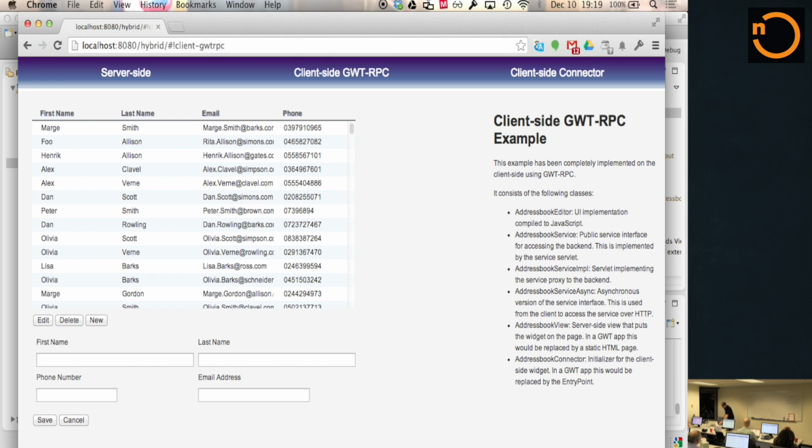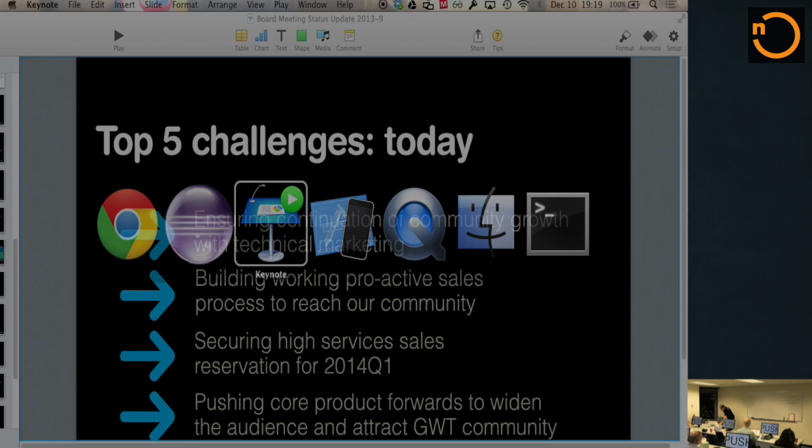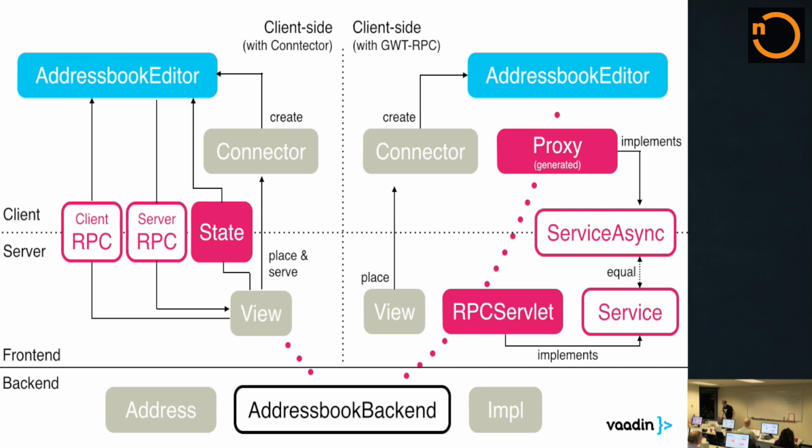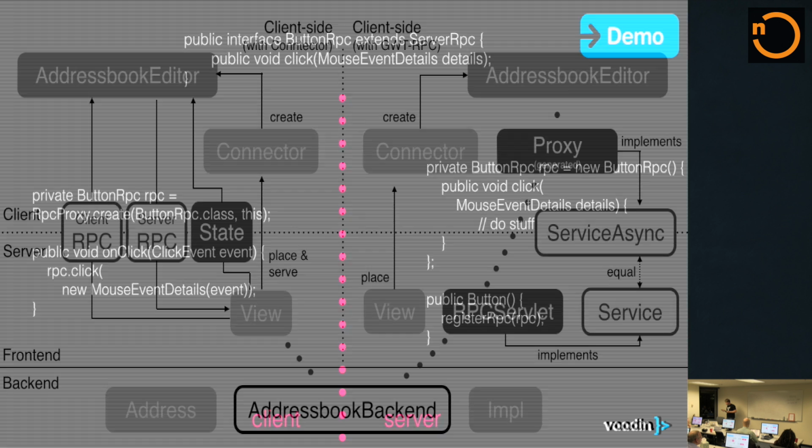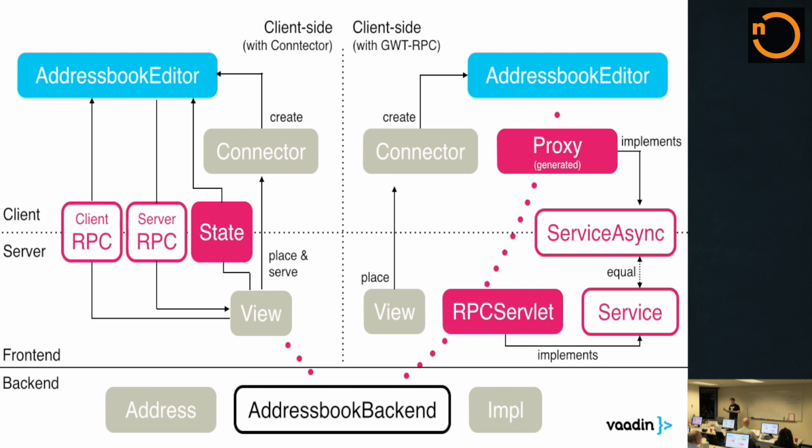And these one-way RPC interfaces are needed because we really want to be able to call from the server side to the client side. We basically want to push stuff from the server side to the client side. So it cannot be just callbacks.